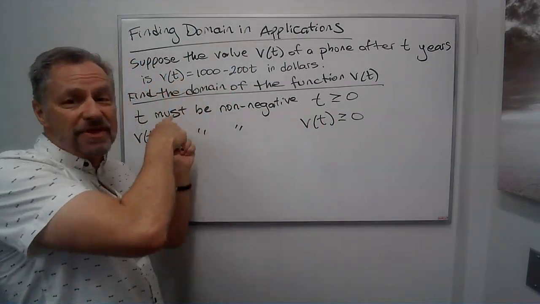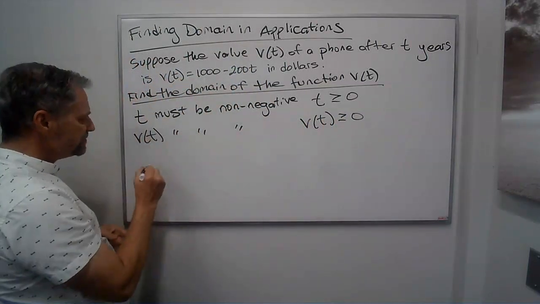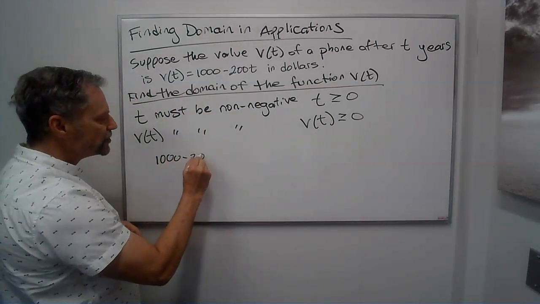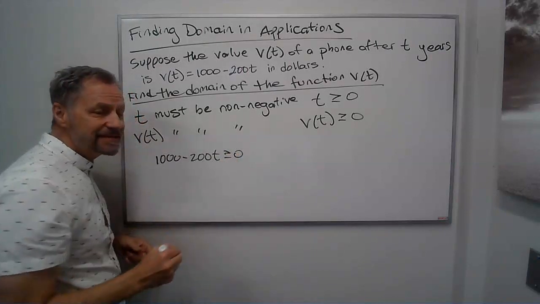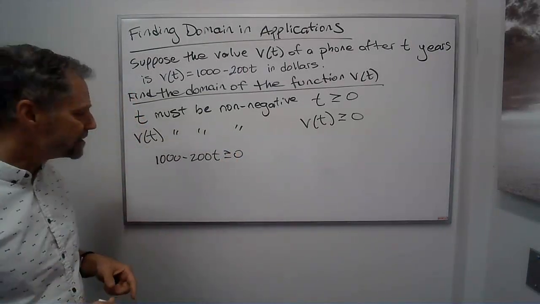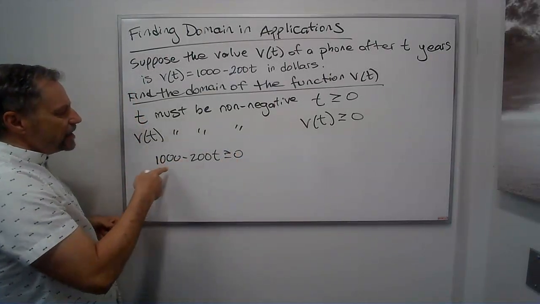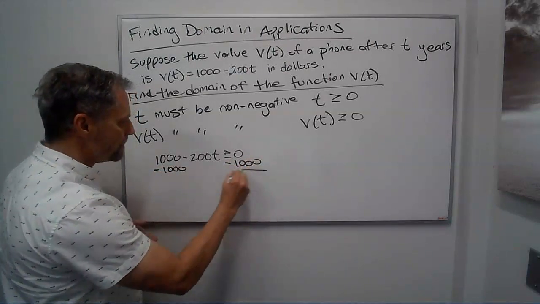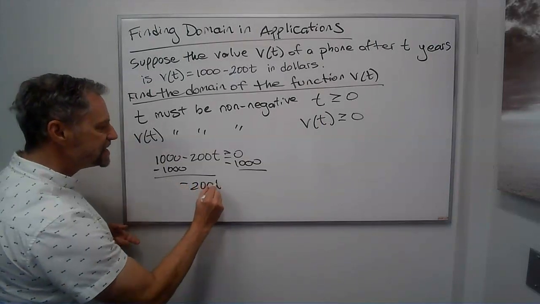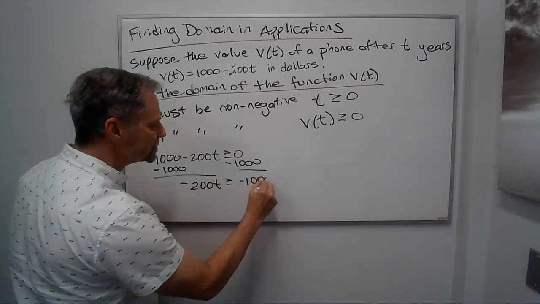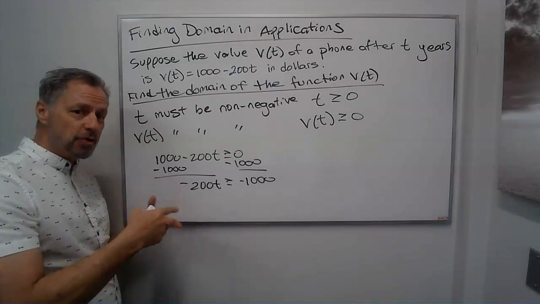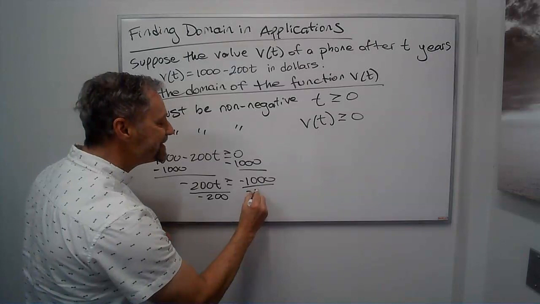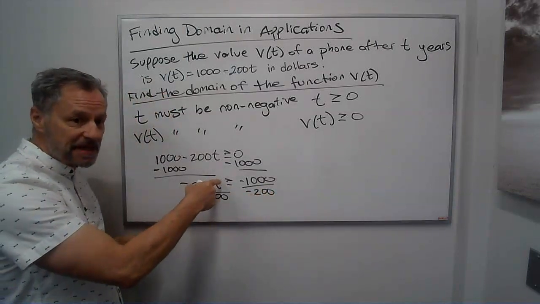Well, let's do that and solve that piece. So V of t greater than or equal to 0, that means 1,000 minus 200t has to be greater than or equal to 0. We're just going to do a little math there. So I'm going to subtract the 1,000. We get negative 200t greater than or equal to negative 1,000. I'm going to divide by negative 200 to get t by itself. But remember, when we divide by a negative number, we have to flip the inequality.